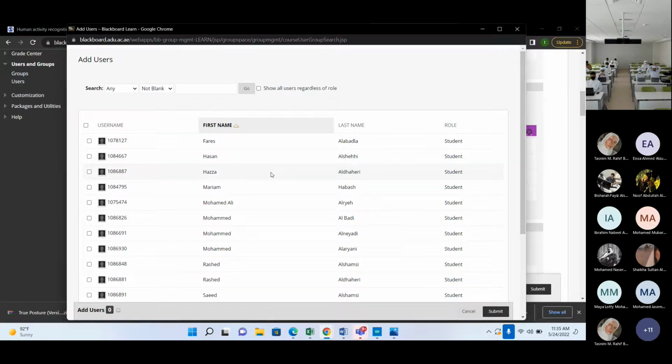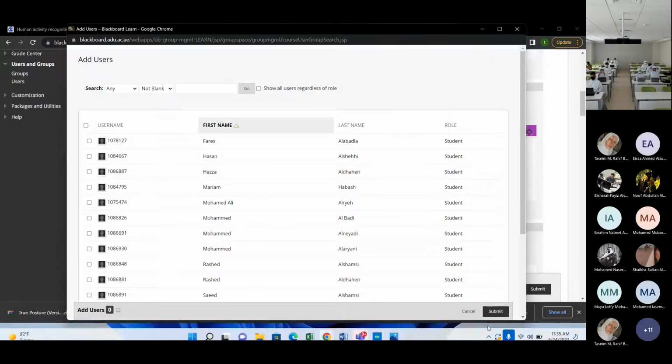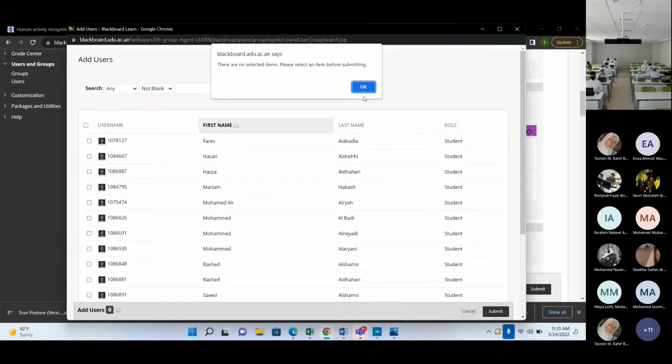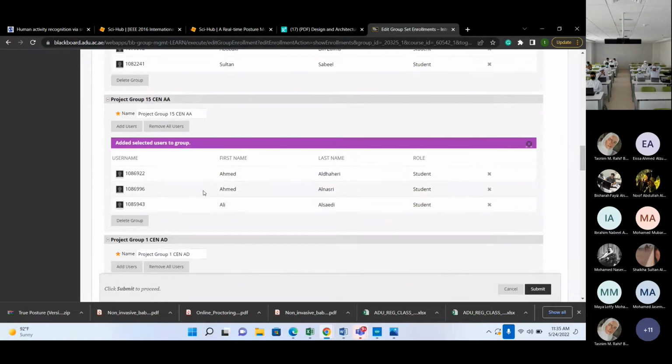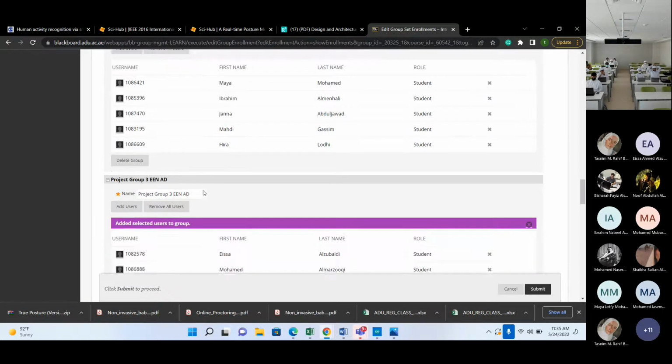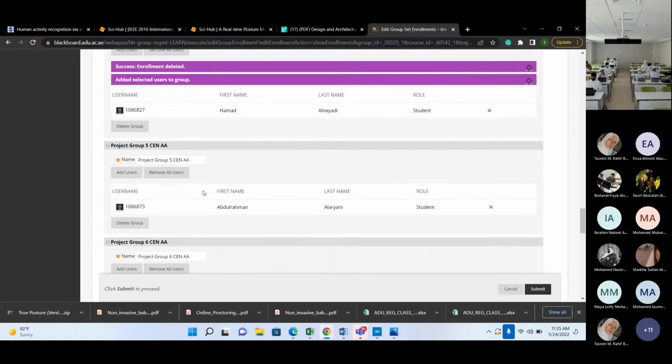Okay, Hazza Al-Dahri. Yes. What's your group? What's your major, Hazza? Do you have a group? No. What's your major? Computer engineering. Computer engineering. Okay, so I'll be adding you to one of the computer engineering groups in Al Ain. One second. Let me see. I think we do have one group that is still empty.